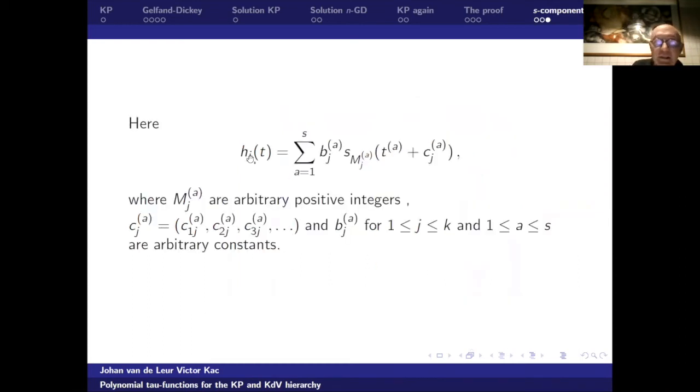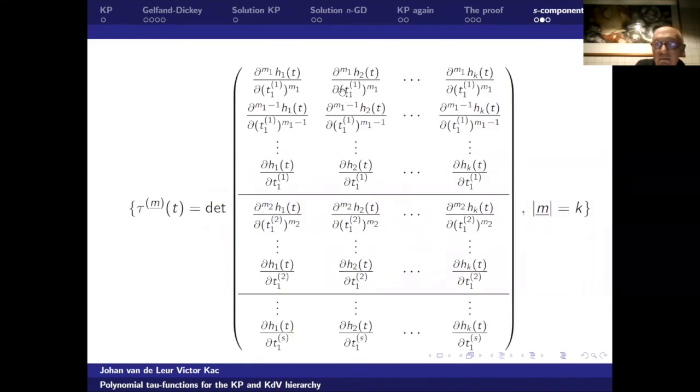And what are these H's? This H_j consists of elementary Schur functions, but then S different ones. So you have S different ones, where in each one you substitute T_A. So you substitute this infinite time series, which belongs to either T1 or T2 until TS. And then you also have infinitely many of these c_j's. For every column, you have S of these infinite c_j's. And so the formula is more or less similar, except it's more complicated. And again, you can show that these are the only polynomial tau functions that exist.